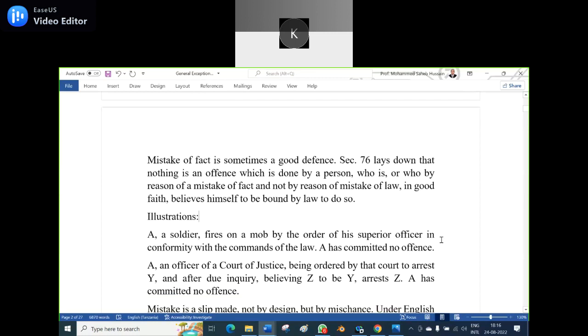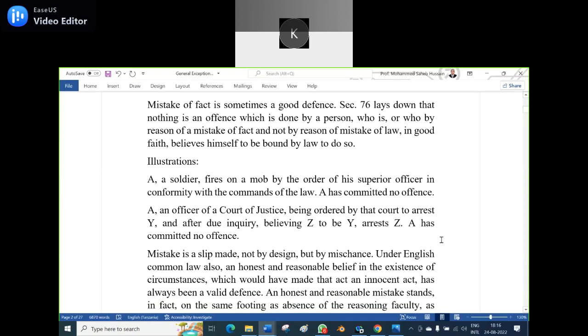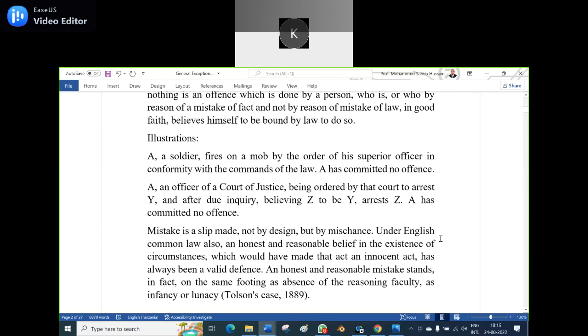So the illustrations, I have already discussed this one. A soldier fires on a mob by the order of his superior officer in conformity with the commands of the law. He has been commanded to fire on the mob by his superior officer, so A has committed no offense. That is the general exception. A, an officer of a court of justice, being ordered by the court to arrest Y, and after due inquiry, believing Z to be Y, arrests Z. This is a mistake of fact. He believes Z is Y.